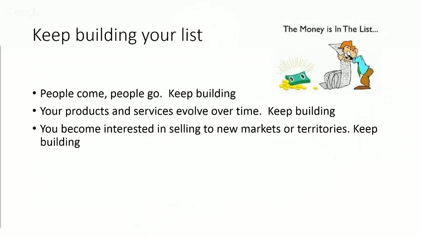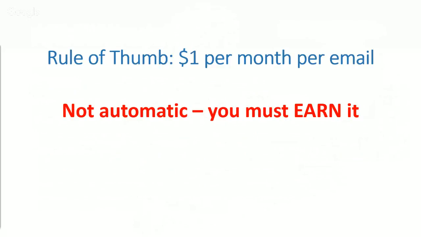Just keep building. Just keep it growing. And you want the list to get as big as you can. Why? For this reason. The rule of thumb is that your list is worth $1 per month per email that you have in your list. Now, as I put in red here, it's not automatic. You have to earn it. But that is the rough rule of thumb that people use to figure out how much money they can expect to make.